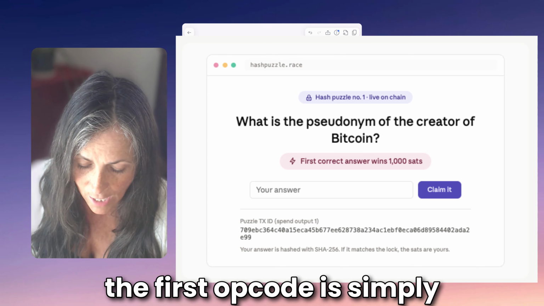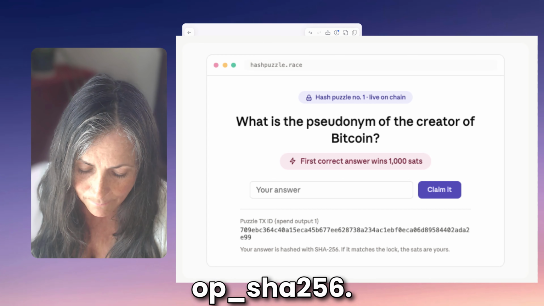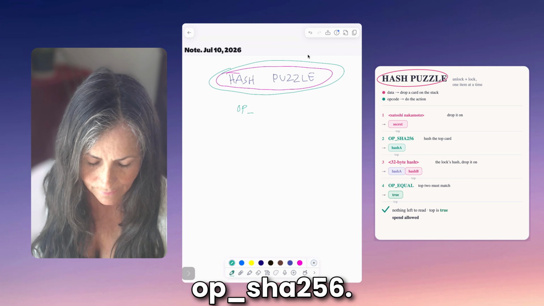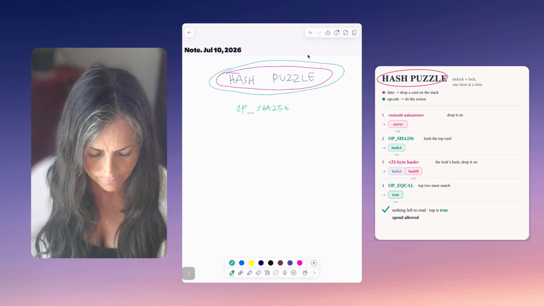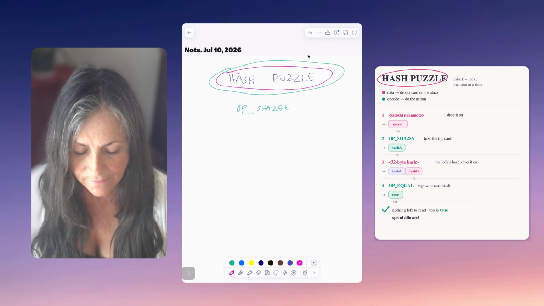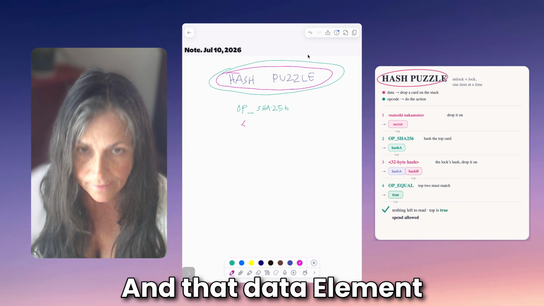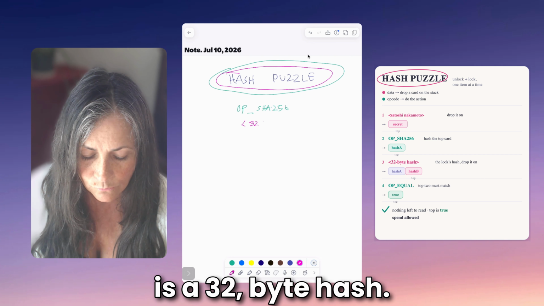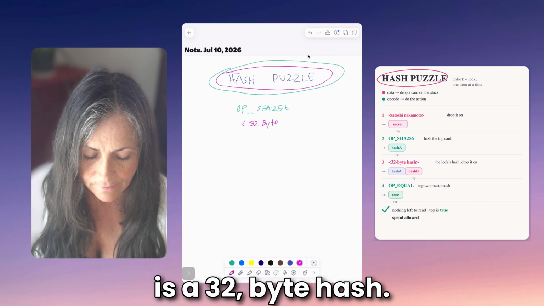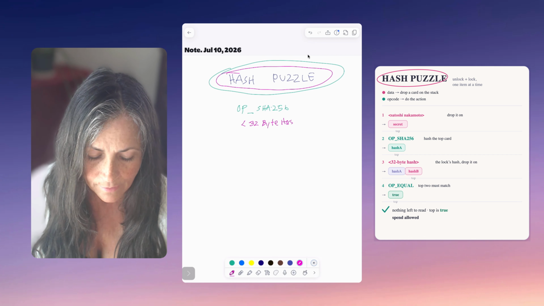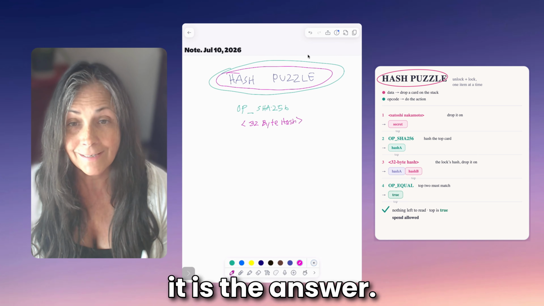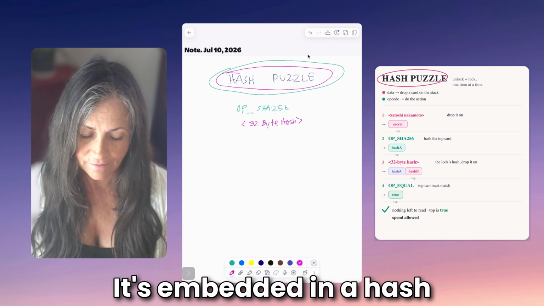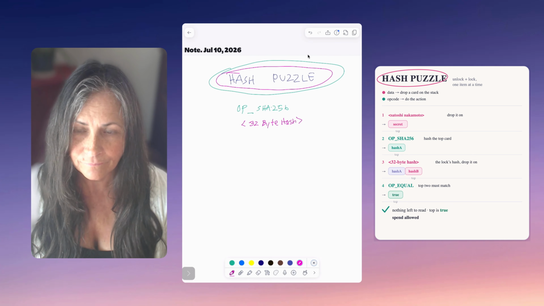All right, so the first opcode is simply OP_SHA256. The second one is a data element, and that data element is a 32-byte hash. And what is this hash a fingerprint of? It is the answer. It's embedded in a hash in the puzzle.